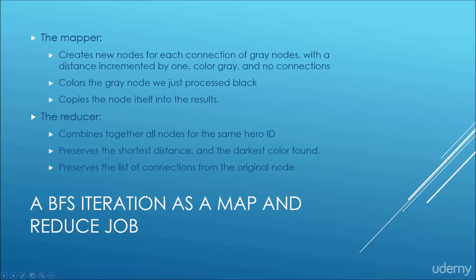Our reducer kind of recombines everything. So it looks for nodes tied to the same hero ID. So these are all information associated with the same node. Remember, there's only 1 node per hero in our graph. So anything that comes together for that hero ID needs to be combined back together. So it's going to look for the shortest distance of all that information and preserve the darkest color for that node that we found. And then it will find the list of connections that we passed along originally when we copied the original node back in and marry that back into the final node for this iteration.